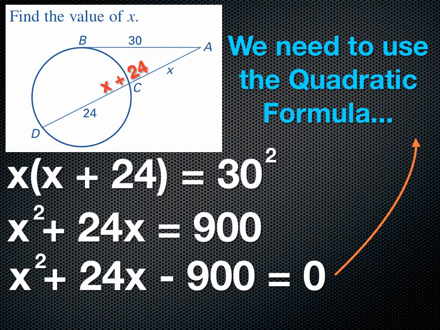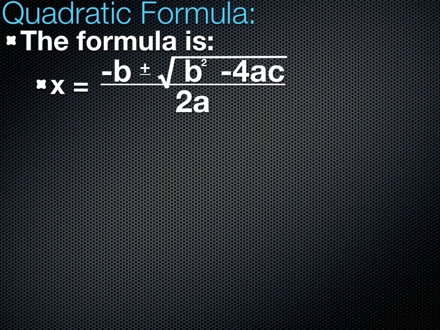A quick review of the quadratic formula. The formula that we use to solve for x is x equals negative b plus or minus the square root of b squared minus 4ac all over 2a. You've seen this before, and you probably learned a chant to help you memorize it.